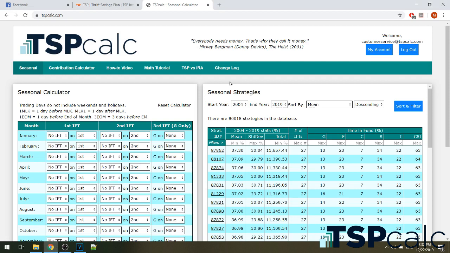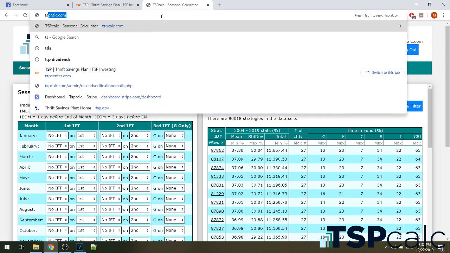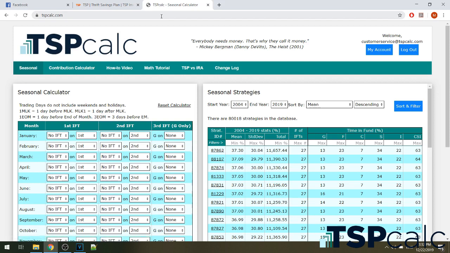This is going to be a how-to video on how to use the seasonal calculator, which is the simplest of the three seasonal tools. When you go to tspcalc.com, the seasonal calculator is the default page. It's also located under the seasonal tab, seasonal calculator, and this is it.